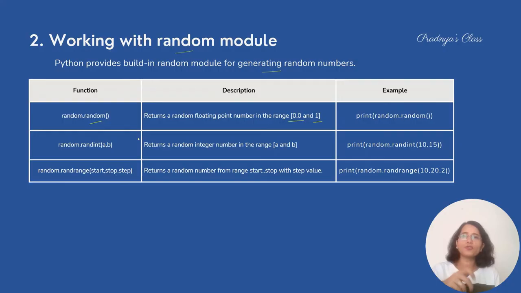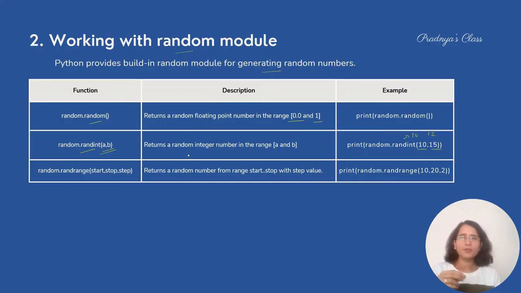But if you want to generate integer random numbers, then we have the function randint and we have to mention the range. Let's consider one example here. I have given the starting value 10 and the ending value 15. So in between these two values, I can get some random number. It can be 10, it can be 12, or it can be up to 15.